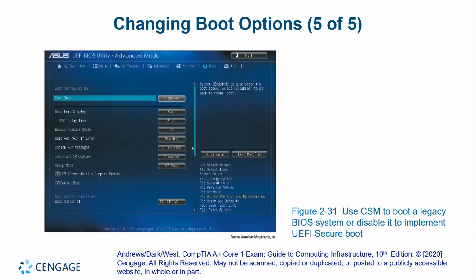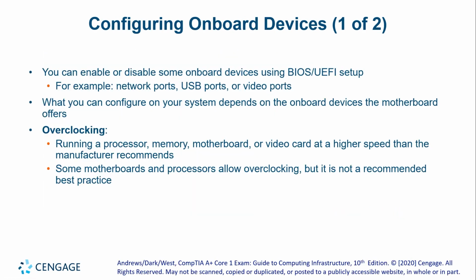So if you've got a USB flash drive plugged in, it will boot from there, and if it finds bootable files, then it will start an operating system from there, or it will start the setup program for an operating system. Onboard device configuration, you can enable or disable those using BIOS. For example, you can enable network ports.